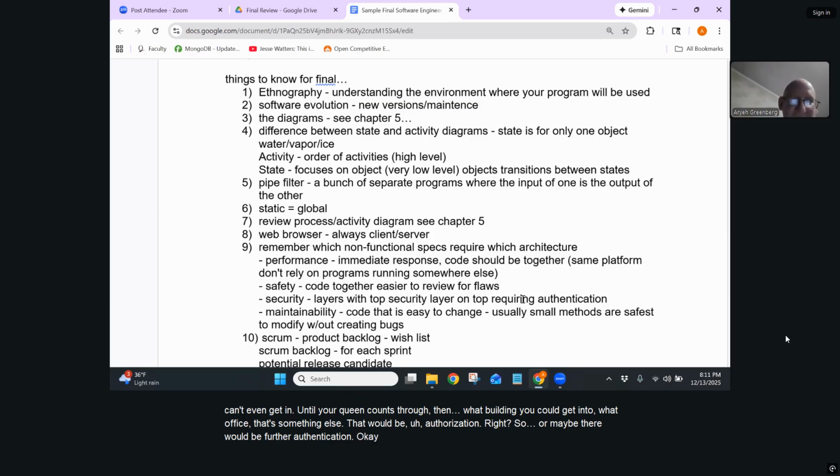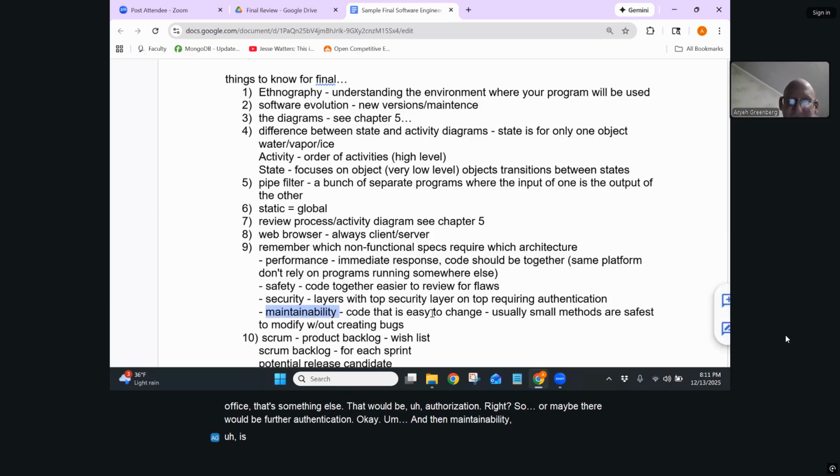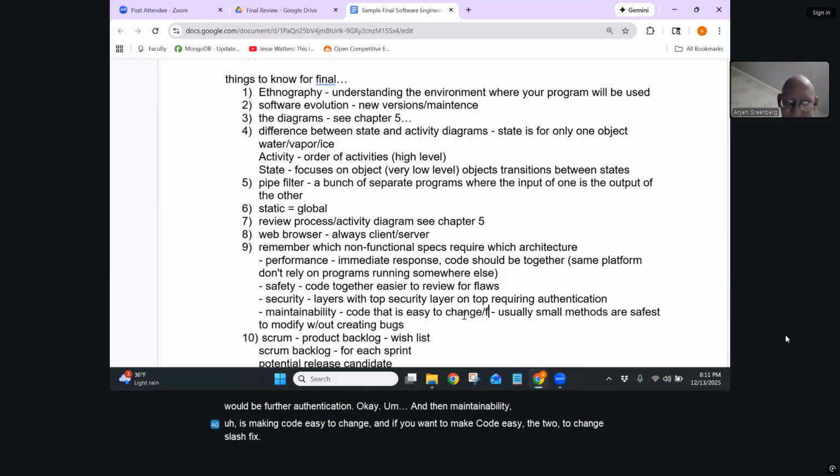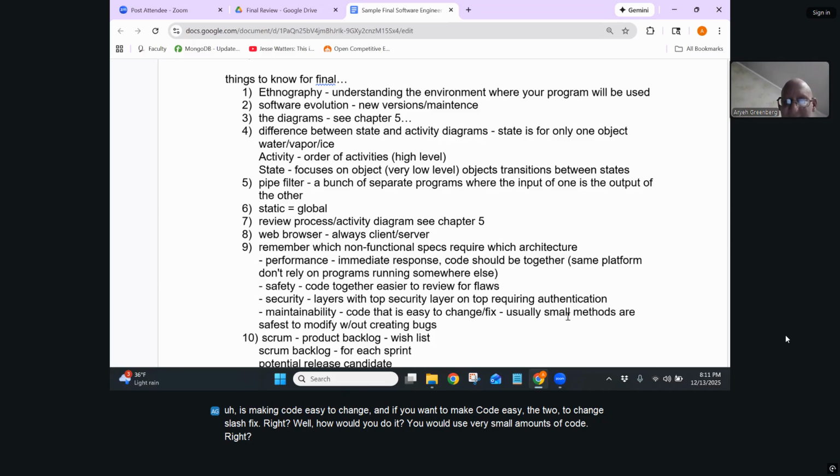Okay. And then maintainability is making code easy to change. If you want to make code easy to change and fix, how would you do it? You would use very small amounts of code, because the smaller the pieces of code are, the less chance you're going to make a lot of bugs when you make a change.